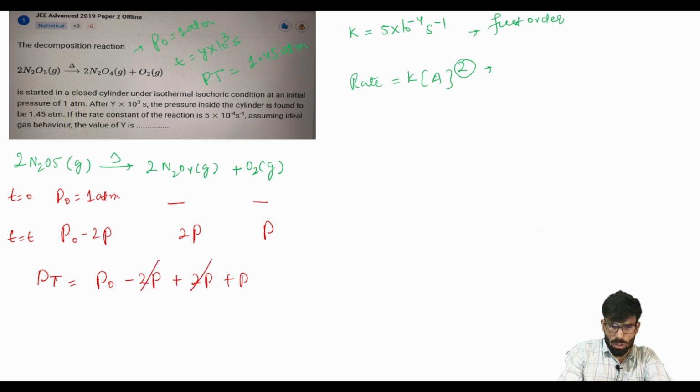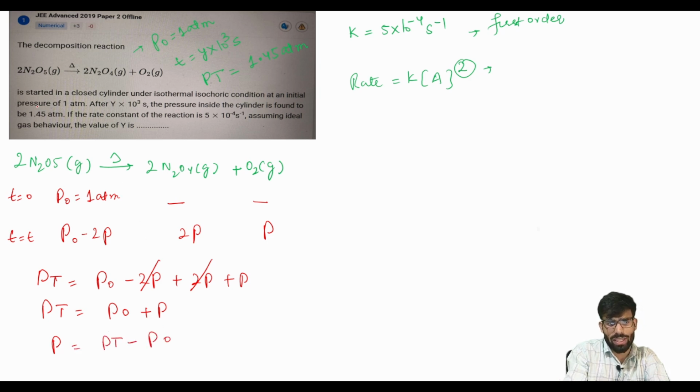Upon solving, we get PT equal to P naught plus P. We have to deduce this P in order to find the value of Y. So I will write here P will be equal to PT minus P naught.